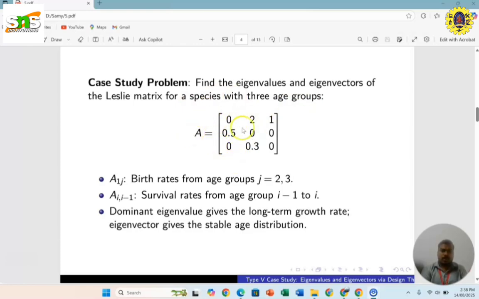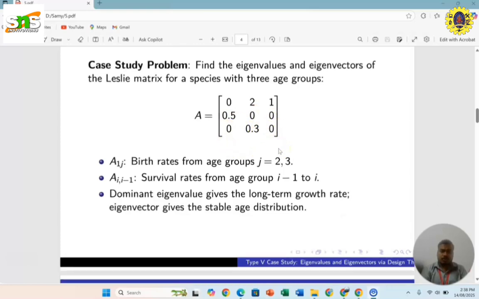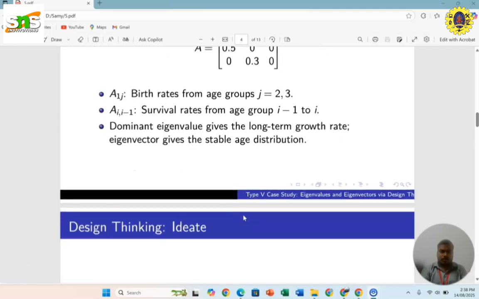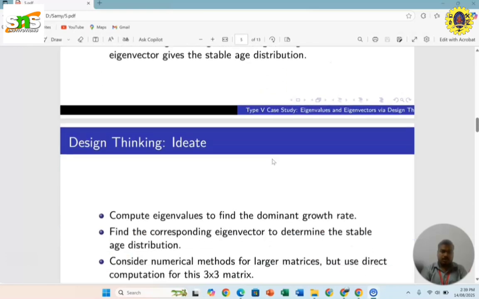The given Leslie matrix is 0, 2, 1; 0.5, 0, 0; 0, 0.3, 0. A1j is the birth rate, where the age groups are j equal to 2, 3. Here a(i, i minus 1) are the survival rates from age group i minus 1 to i. The dominant eigenvalue gives the long-term growth rate. The eigenvector gives the stable age distribution.